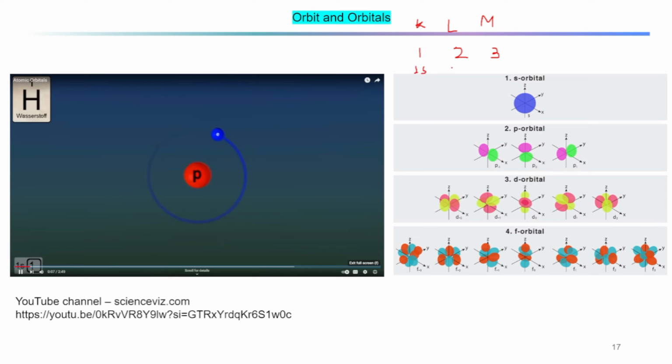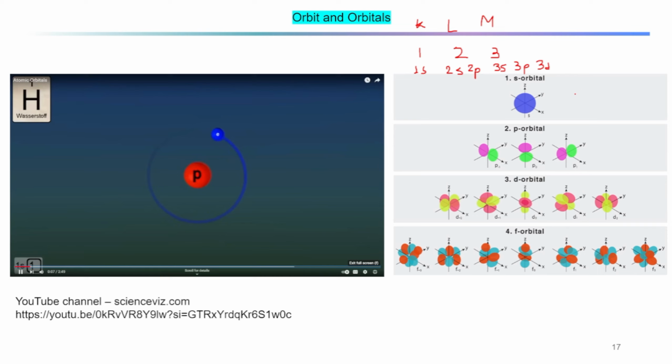In the second orbit we have 2s and 2p. In the third orbit we have three different orbitals, that is 3s, 3p and 3d. Similarly, in the fourth orbit, we have 4s, 4p, 4d, and 4f.